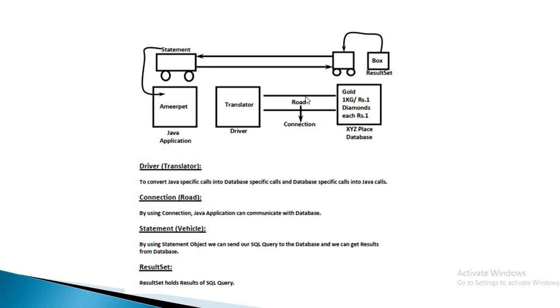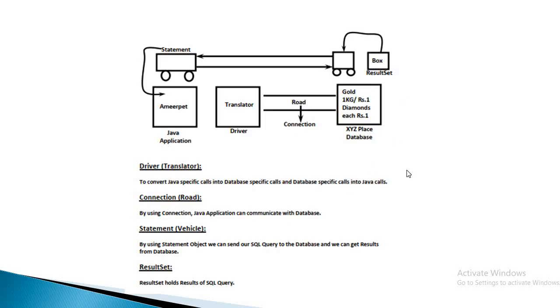Connection is nothing but a road. Statement is nothing but a vehicle. Here the statement is a vehicle to carry you from Amirpet to buy the gold. ResultSet will hold the results of the SQL query. So it is going to buy some diamonds by using the statement from Amirpet to the gold shop. Here the result set holds the results of the SQL query.